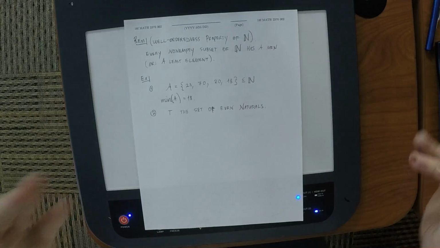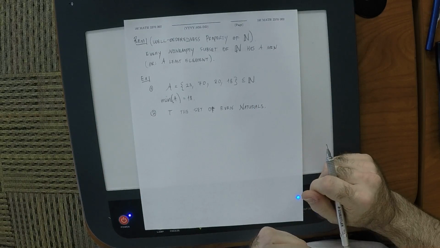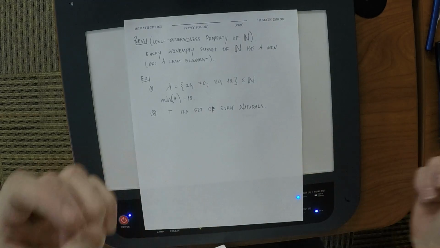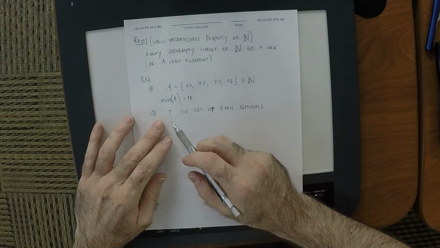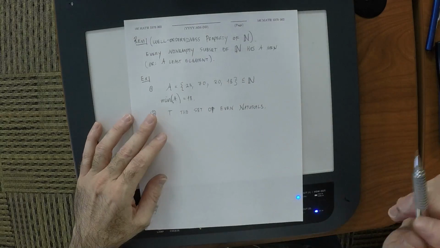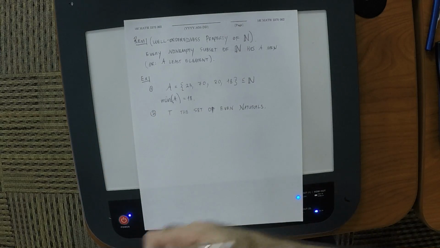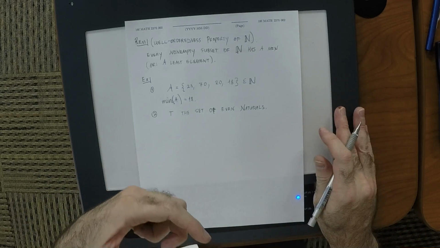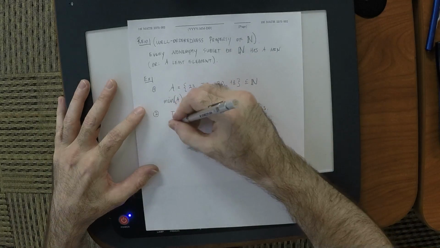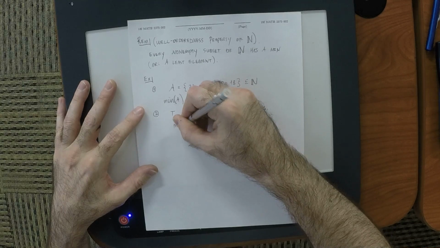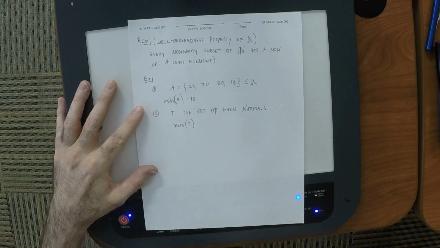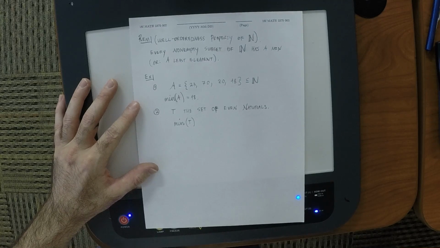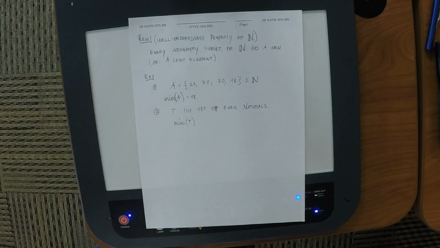So in the first place, are there any even naturals? Yeah, there are, right? Like 8. So that means that T is not empty. Because of the well-orderedness property of the naturals, therefore, it must be the case that T has a minimum. So you should be able to tell me what is the minimum of T. It's 0.